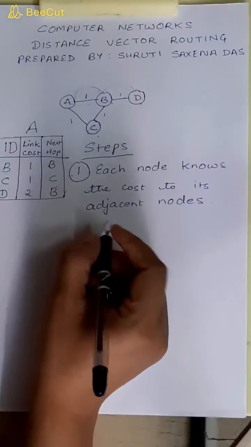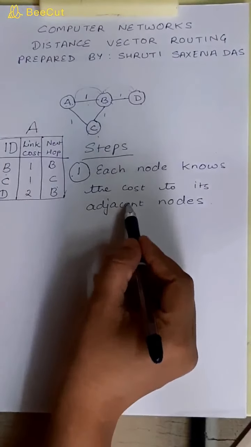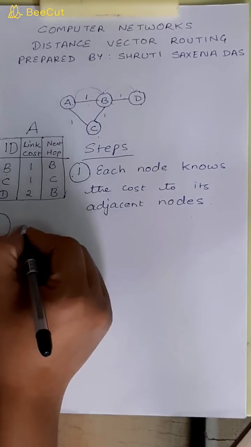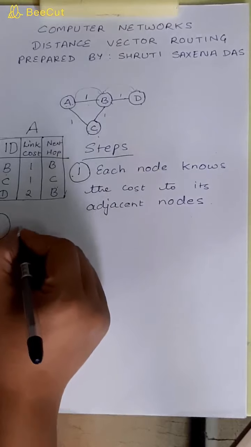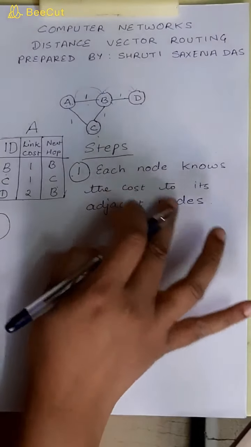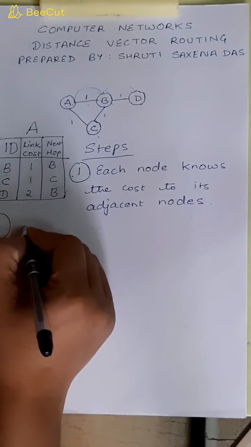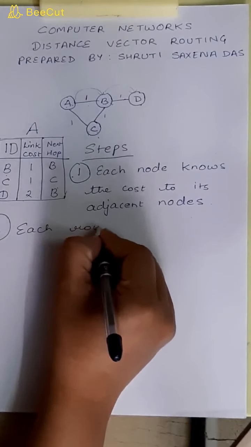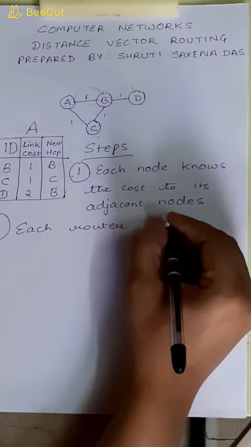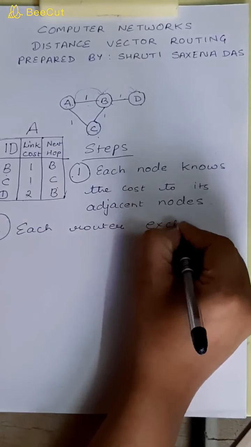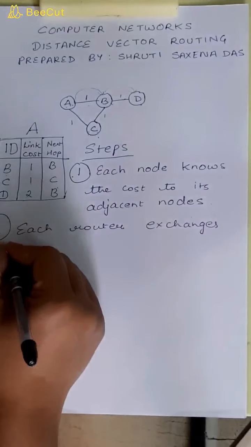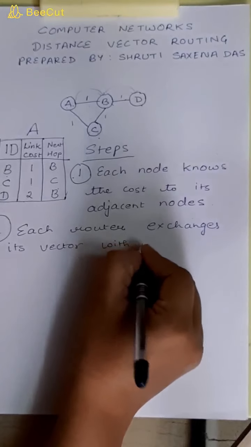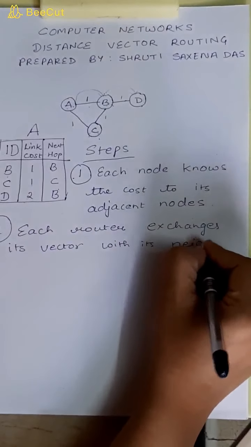Okay, it will prepare a vector which will contain the cost ID of adjacent nodes. The second step will be that these nodes or these routers will periodically send these routing updates to its neighbor. So the second step will be that each router exchanges its vector table or vector with its neighbors.